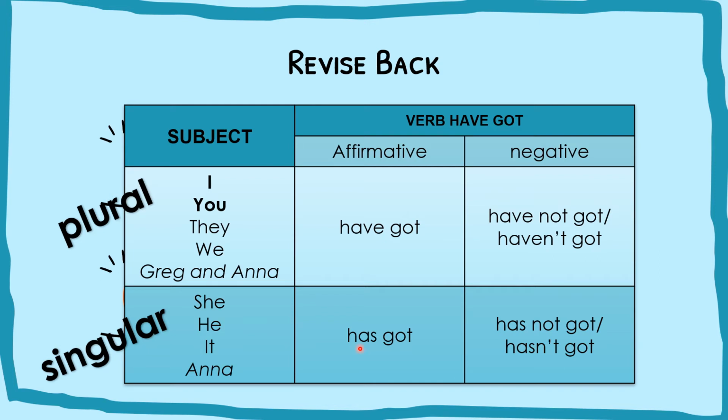Same thing for the singular group down here. The affirmative is has got. When you want to use the negative form of the sentence, just add not in the middle. It goes like has not got. You can shorten it to become hasn't got. I hope you still remember this table. You have to remember, when the subject is plural, the verb is have got. When the subject is singular, the verb is has got.